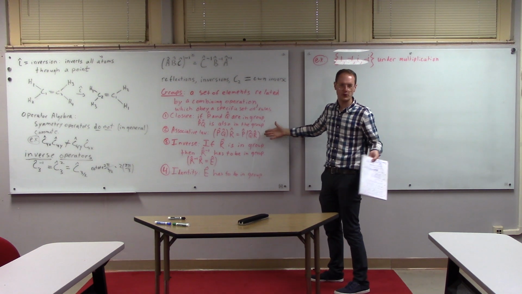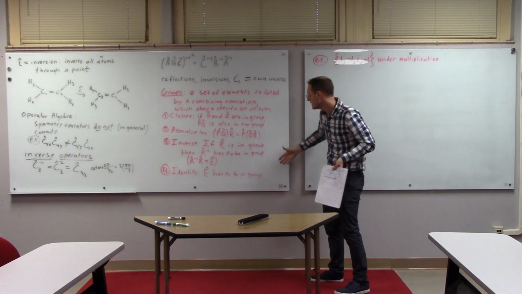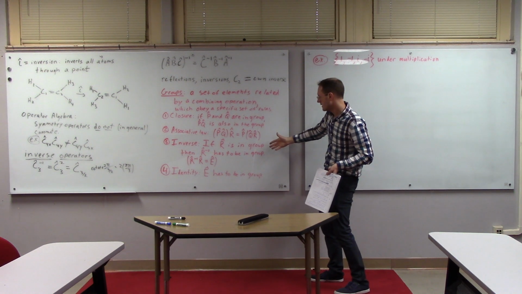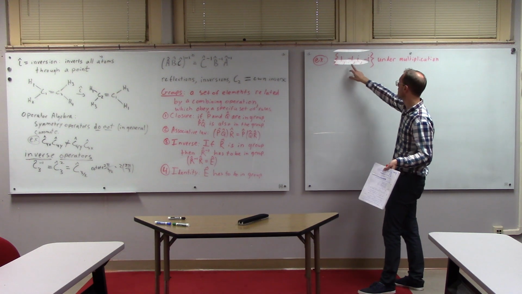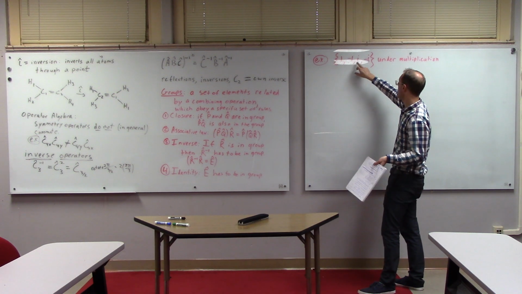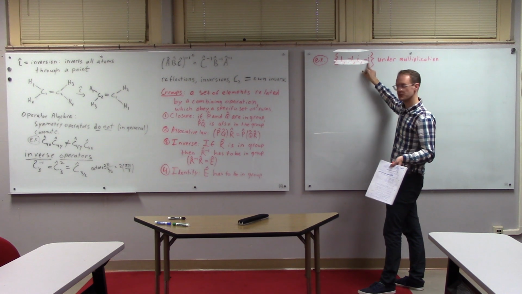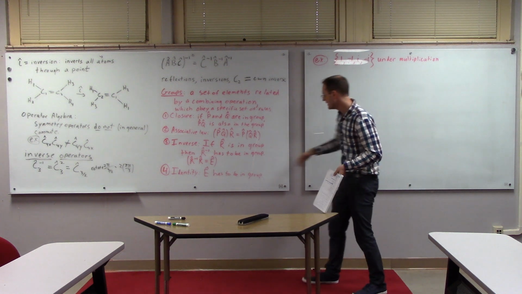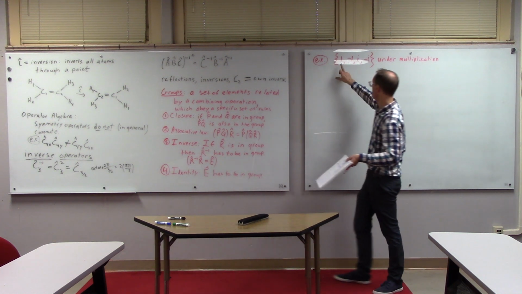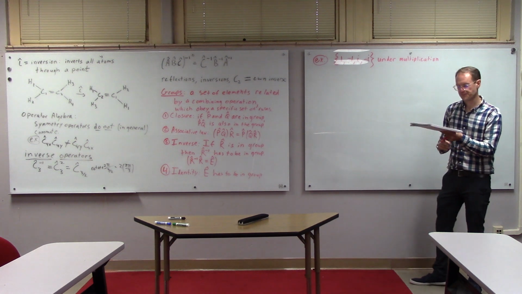Associative law, of course, holds because multiplication is associative. The inverse of each operator is also in the group, as you can prove to yourself, right? Minus 1 is its own inverse. i and minus i are the inverse of each other, because if you multiply them together, you get the identity operator 1. And then, of course, the identity operator 1 is an element of the group.